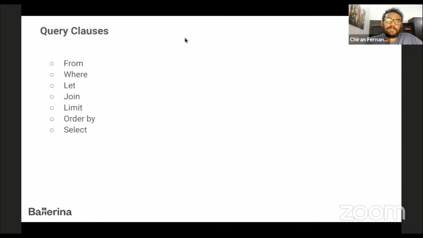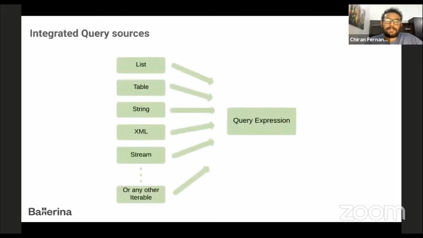You can go through the Ballerina by Examples to learn usages of these clauses. It contains a set of incremental materials. So if we check the sources we can use with integrated query, you can use any iterable as the input source for an integrated query with the from clause. It can be a list, table, string. It can even be an iterable object.